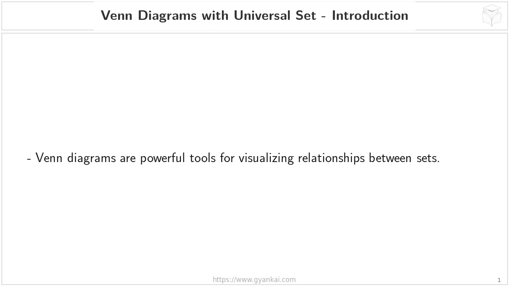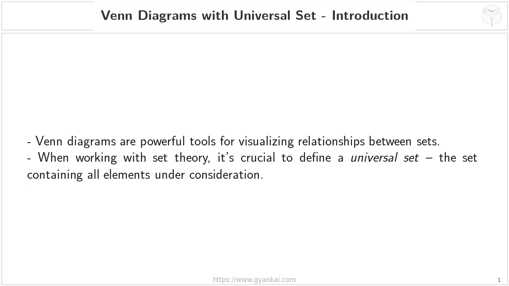Venn diagrams with universal set introduction. Venn diagrams are powerful tools for visualizing relationships between sets. What this means is, instead of just listing elements, Venn diagrams give us a picture of how different groups of things connect and overlap. We'll be using these diagrams to make set theory easier to understand.